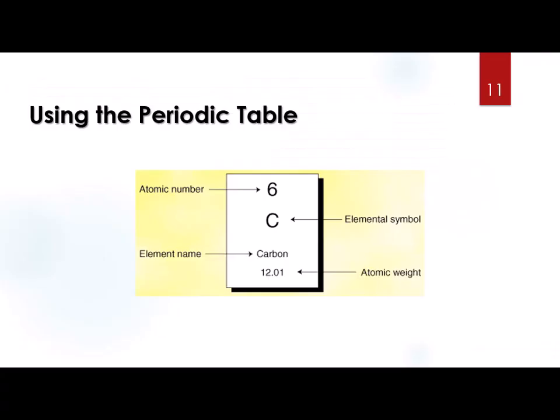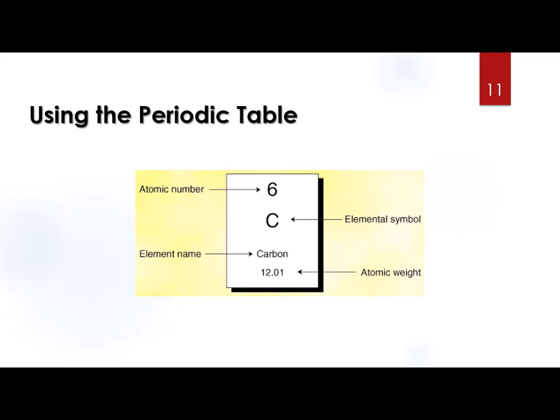So each little square in the periodic table, the top number is the atomic number. Remember, that's the number of protons. Also the number of electrons in a neutral atom. The next is the atomic symbol, which here is C, and what that stands for is the name, carbon. Okay, so C is for carbon, and most atomic tables will have the symbol and the name. The number on the bottom is the atomic weight.